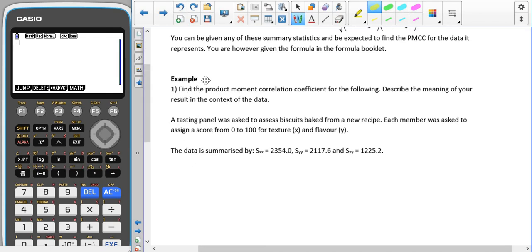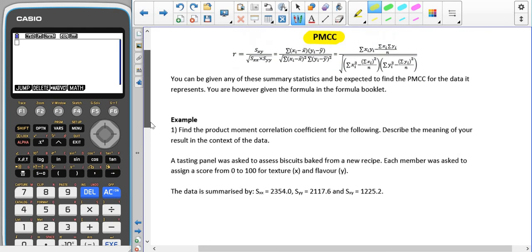So here we're trying to find the product moment correlation coefficient for the following, and we're describing the meaning of it in context. So we have a tasting panel. We're asked to assess biscuits baked from a new recipe. Each member was asked to assign a score between 0 and 100 for texture, which is our X value, and flavour, which is our Y value. And you can see here that we've been given some summary statistics.